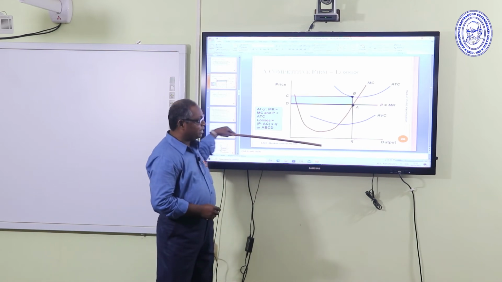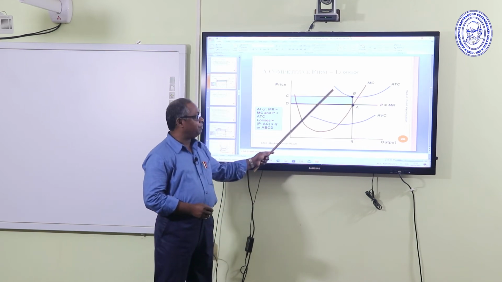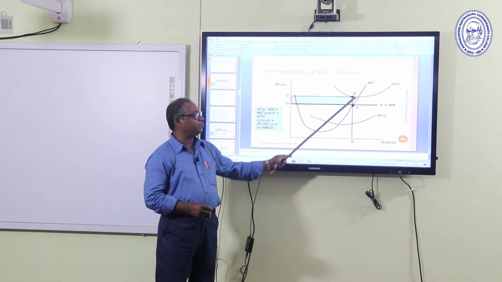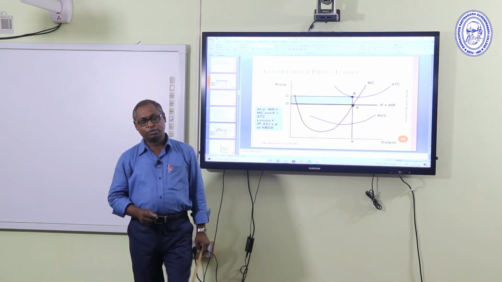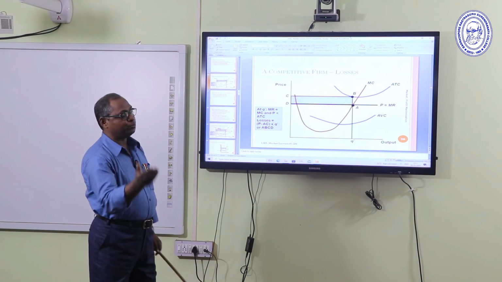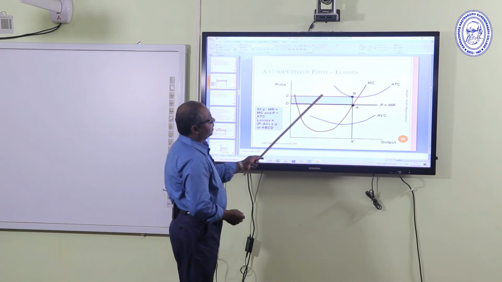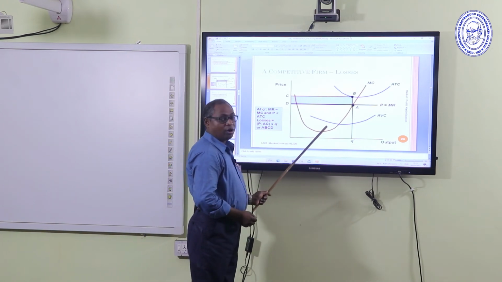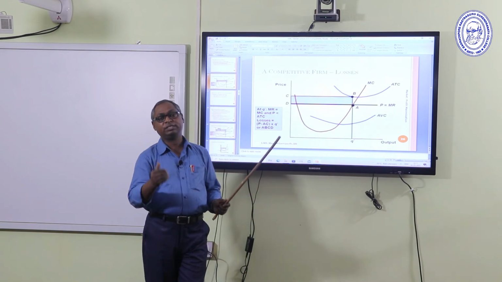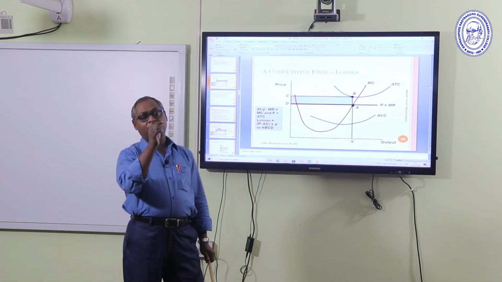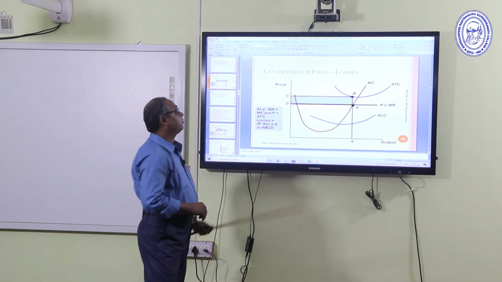With the increase in output, the gap between the two, that is average fixed cost, is reducing, falling. So if we increase output, the gap between AC and AVC is reducing. So with increase in output, average fixed cost is falling.